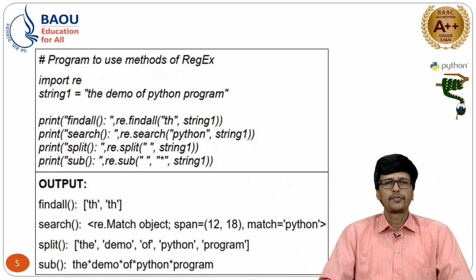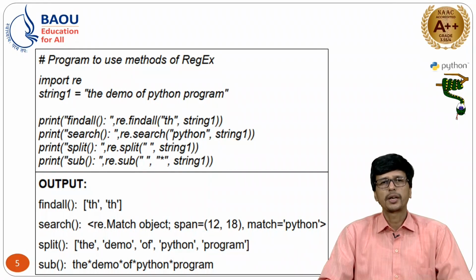Then suppose you want to use the findall function, so re.findall. re is the module that you have imported, then after the dot you have to use the function. Here you have to understand the syntax: whatever function is related to that module, if you want to use it within the program, you have to use the module name, then a dot, and then the function name. Whatever parameters you want to pass, you can pass within the parentheses.